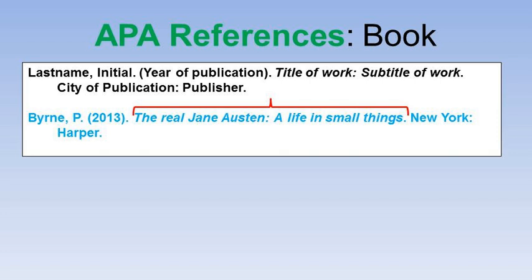The title and subtitle of the book are italicized, and you capitalize only the first letter of the first word in the title and the subtitle. You also capitalize proper nouns, such as the name Jane Austen. Capitalizing only the first word is called sentence capitalization style, and you indent the second and subsequent lines.